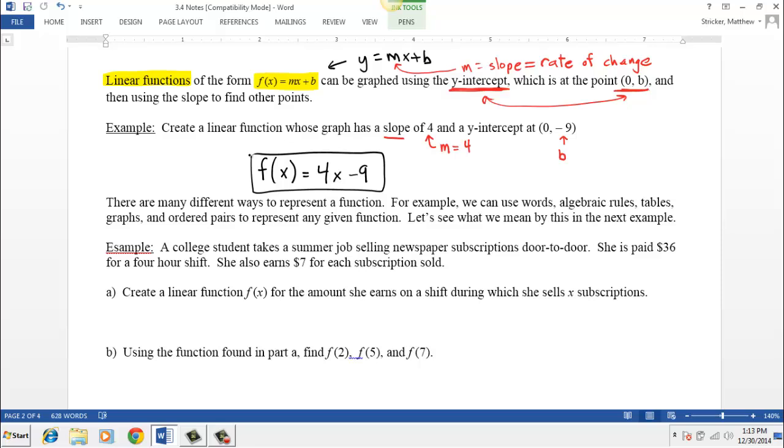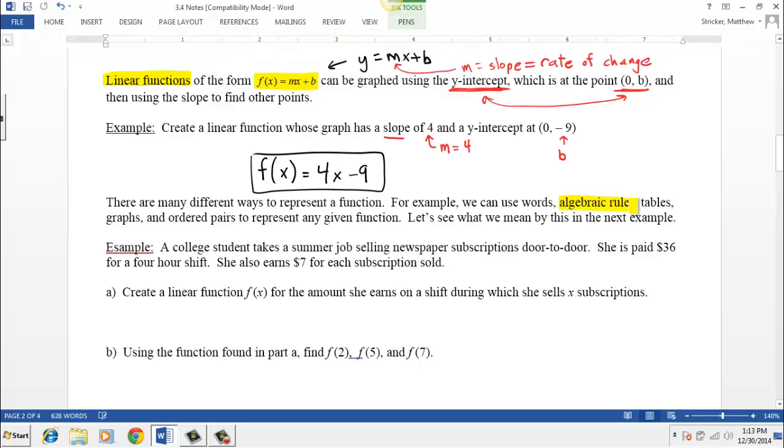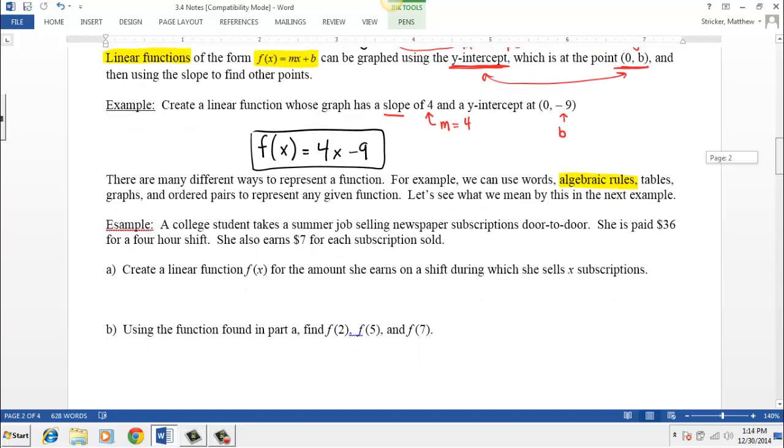Now when we talk about functions, there's many different ways to represent a function. We can use words to represent a function. We can use algebraic rules. This right here is an example of an algebraic rule, f of x equals 4x minus 9. We can use tables. We already used tables on the first page to represent a function. We can talk about graphs to represent a function. We can use ordered pairs to represent a function. We already did that on the first page. Let's see a little bit more what we mean about these different ways to represent functions in the next example.